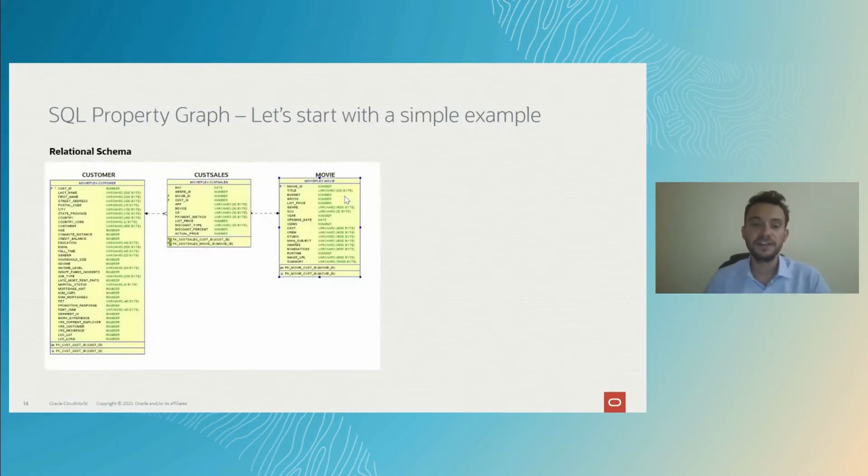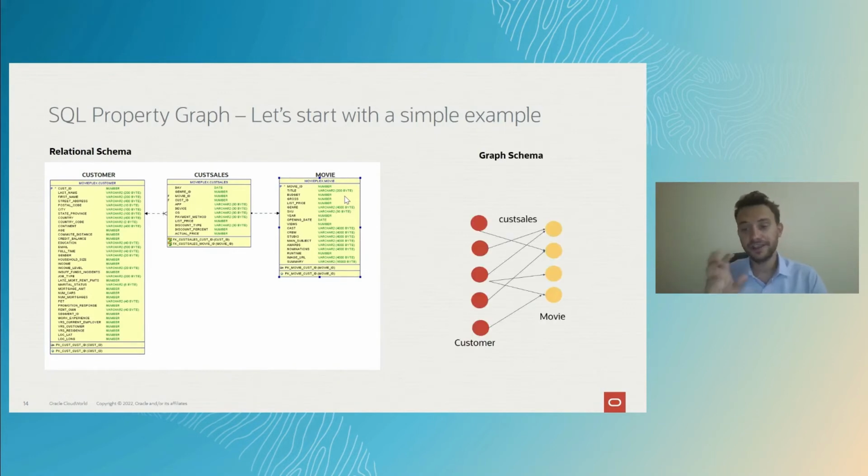So let's assume we have these three tables: customers, movies, and then customer sales that model the fact that customers rent movies. So schematically, you can see this relational schema as the graph on the right. So you have two types of vertices: customers and movies, and then the edges, customer sales, they model the fact that, as I said, customers rent movies.